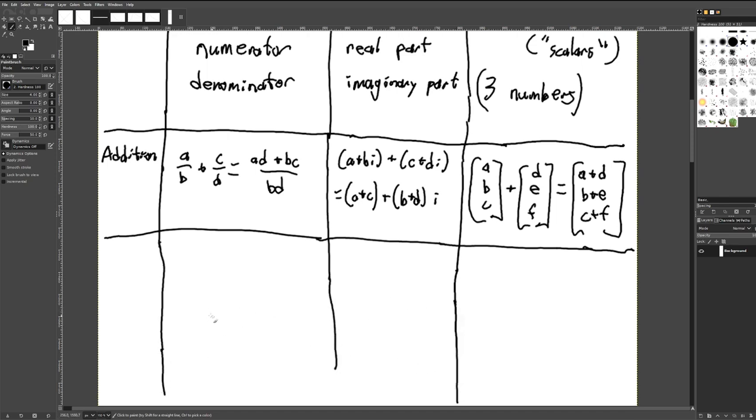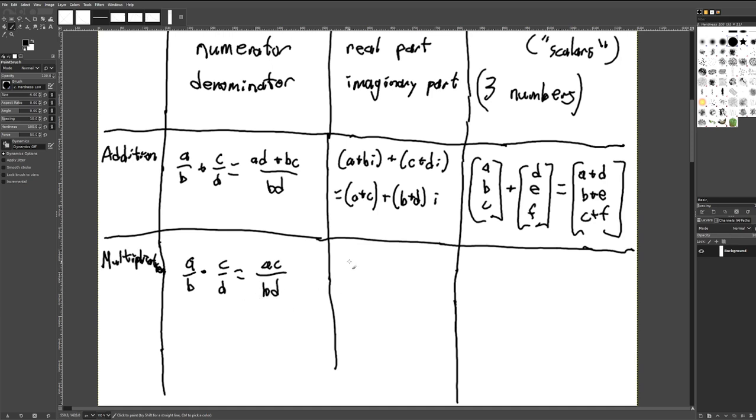So another example of an operation, multiplication. And we'll see where things get a little bit complicated here. I mean, math is big and has a lot going on. So for fractions, if you have a over b times c over d, you just multiply straight across, equals ac over bd. So that's easy enough.